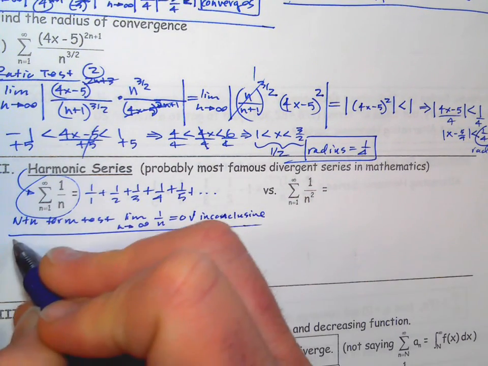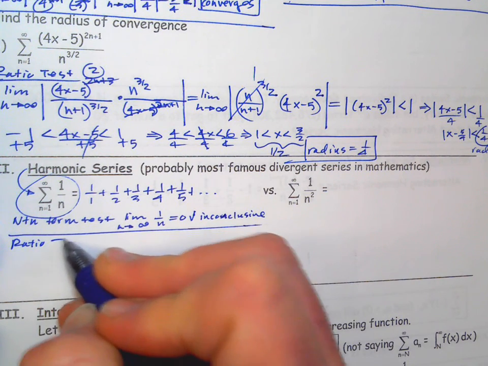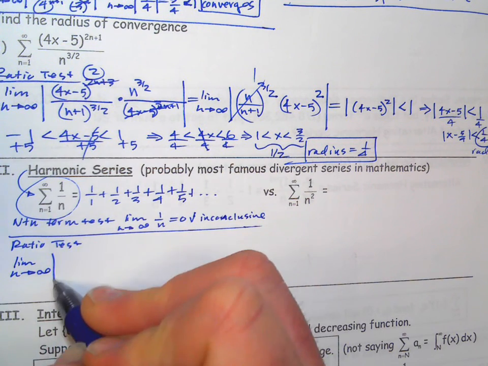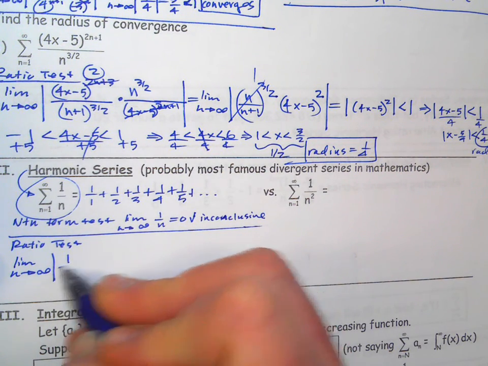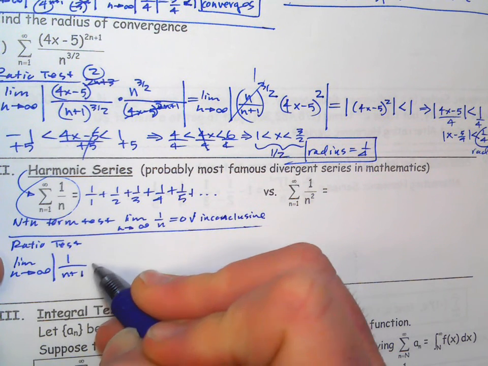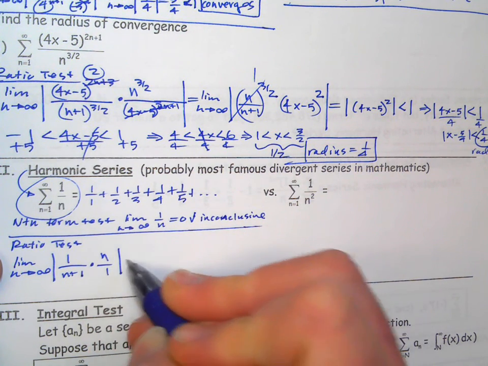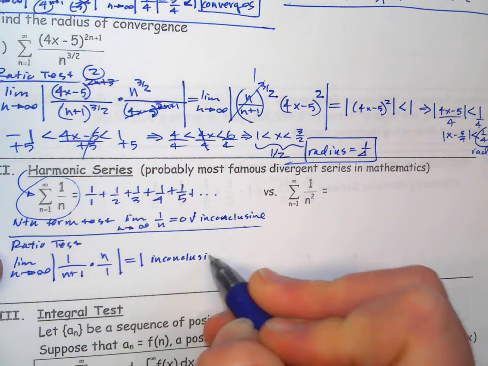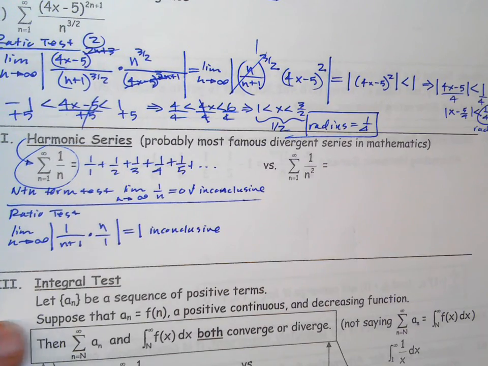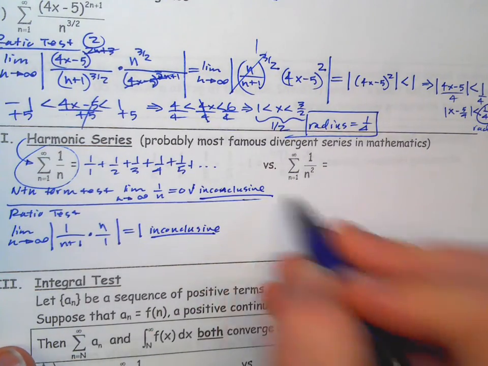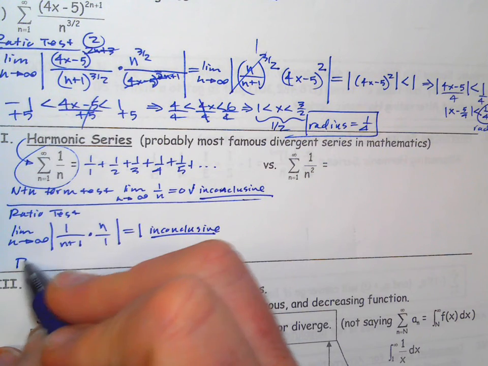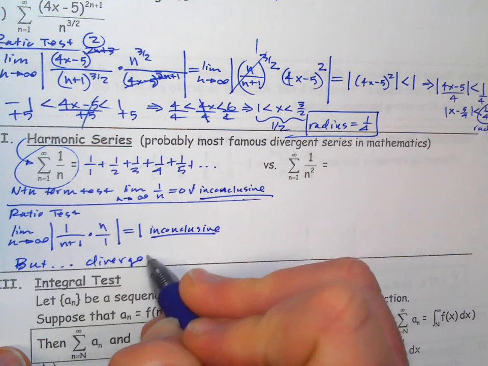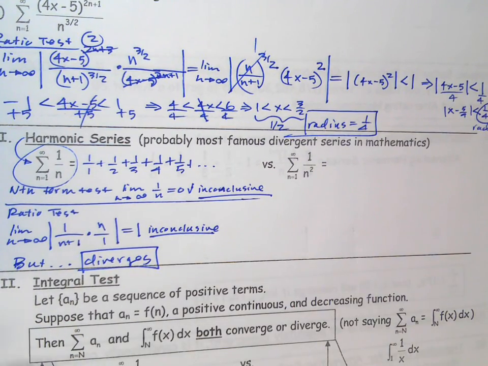So the ratio test is going to be the limit as n goes to infinity of the absolute value of 1/(n+1) times n, which is going to be 1, which is also inconclusive. So still don't know. Okay. But I'm just going to let you know it diverges. We'll get to how we'll prove it soon.